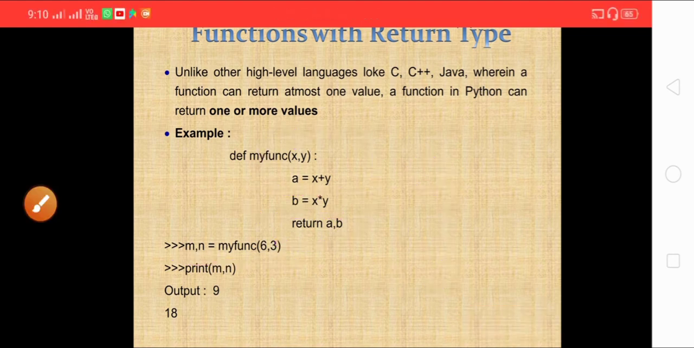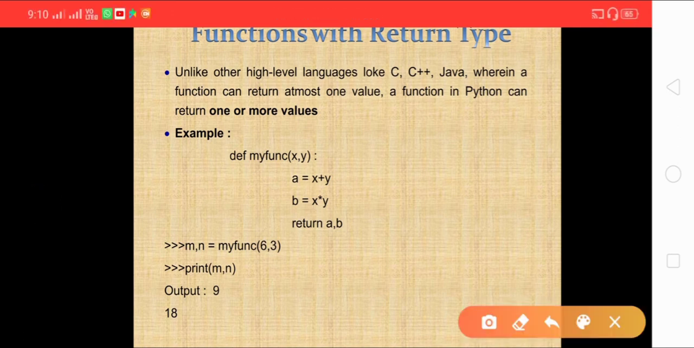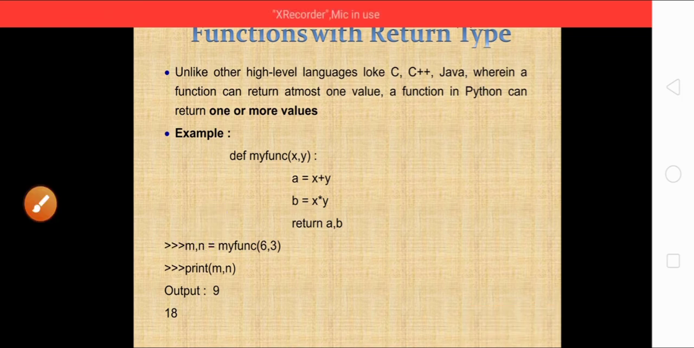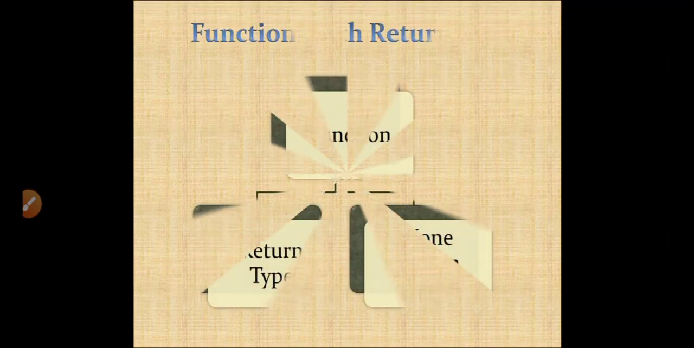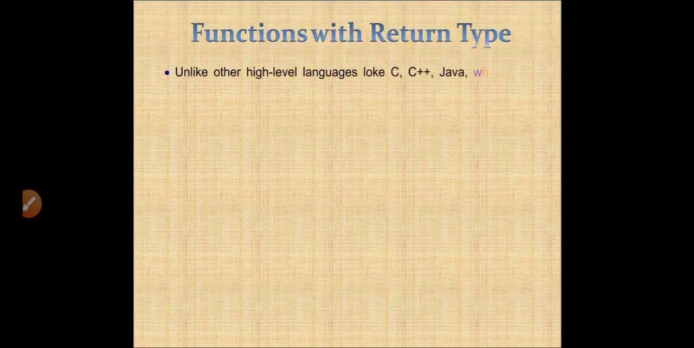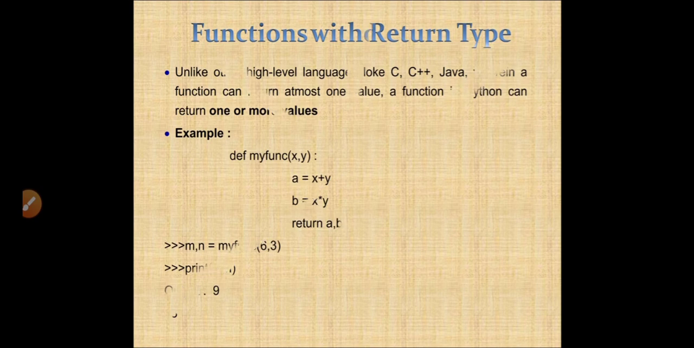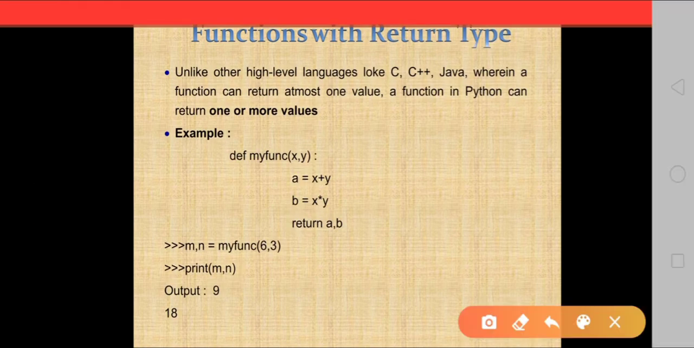Now, since a and b both are being returned by the function, the first value of a will be copied to m and the second value of b will be copied to n. This way we can return more than one value in a function, and that is the uniqueness of Python only. Finally, I am printing the value of m and n. You can see the output. The first output is 9 and the second output is 18. Let's move ahead.